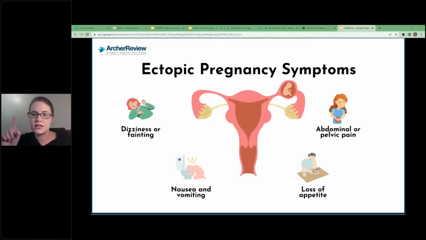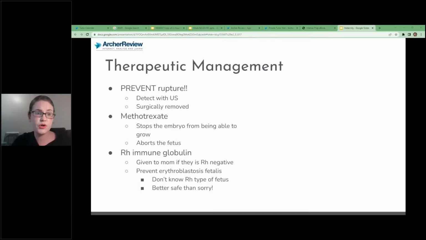So me and another nurse were placing large bore IVs in case she needed fluids and blood. One minute she's talking to me, the next she's passed out, white as a sheet. It had ruptured. This happens fast. So our job, of course, is to prevent the rupture from happening.